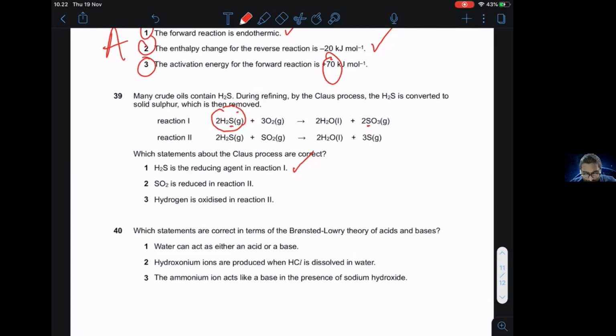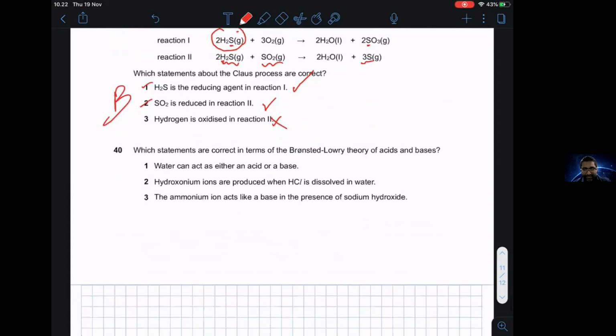SO2 is reduced. You can see SO2 lost oxygen, so they are reduced, correct? Hydrogen is oxidized in reaction 2. I think it should be H2S that is going to be oxidized in reaction 2. I don't think so. That will be the best way to say. So the answer is going to be B.